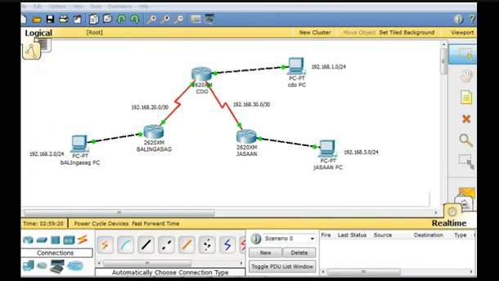We already finished configuring the 3 routers. Now let us test whether the communication is working or not. Balingasag PC to Hasaan PC. Okay, successful. Next, Balingasag PC to CDO PC. Successful. Next, Hasaan PC to CDO PC. Okay, successful. Then we are finished.